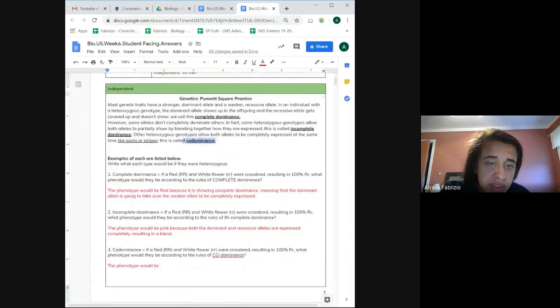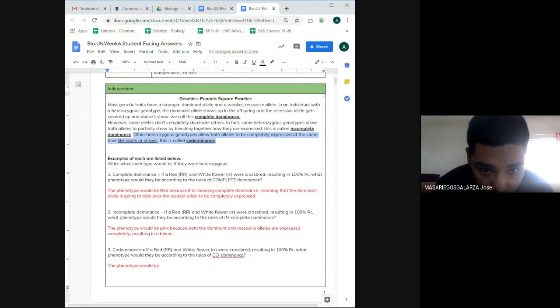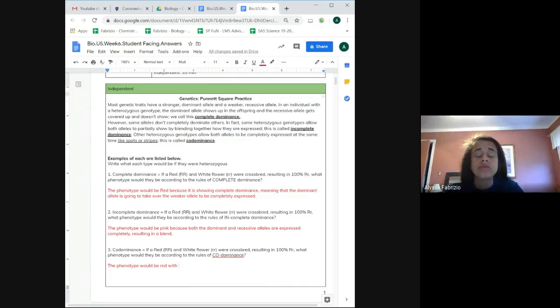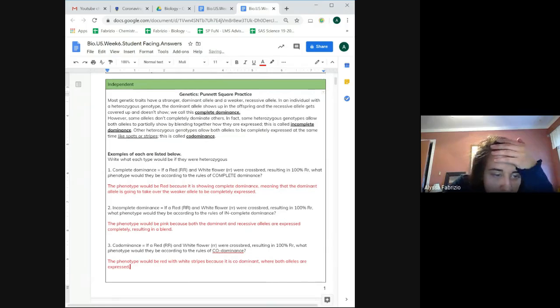Now look up here to see. This tells us what codominance is. Other genotypes allow both alleles to completely express at the same time. Oh, so it would be both, right? Yeah. So it would be red. So you're half right. It would be red with white stripes or whatever, or polka dots. So instead of blending the colors on top of each other, it would have some red here and then some white there. Mm. Okay, good. Okay.